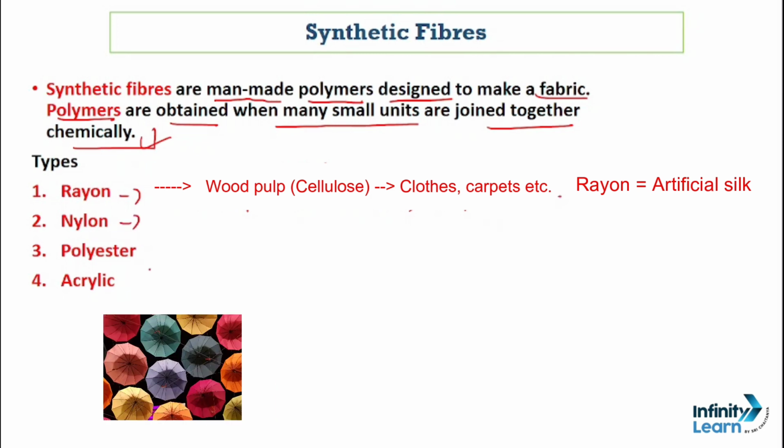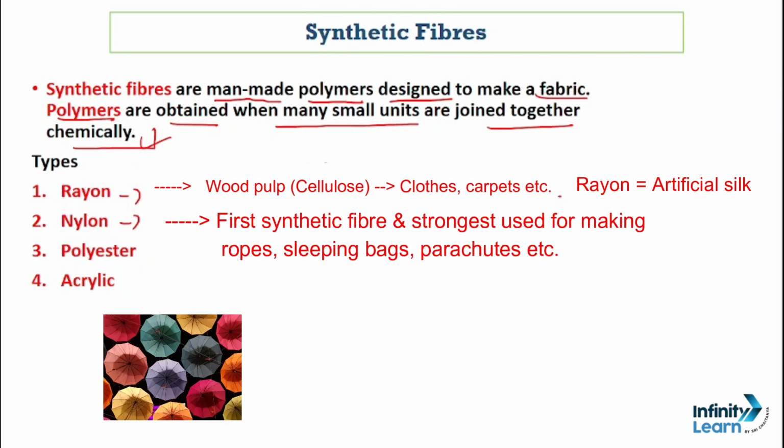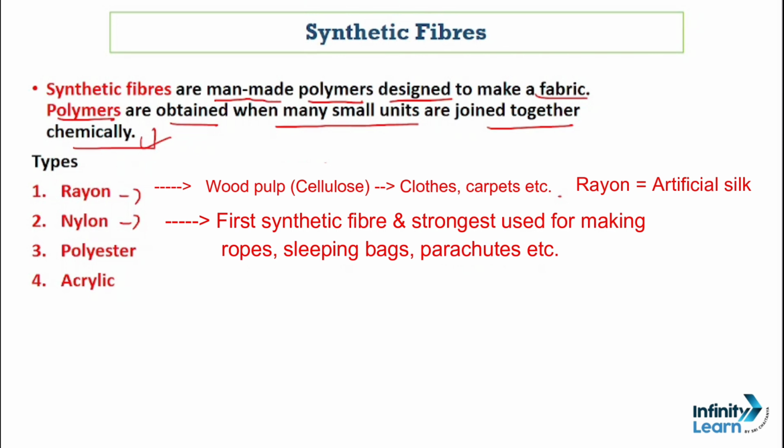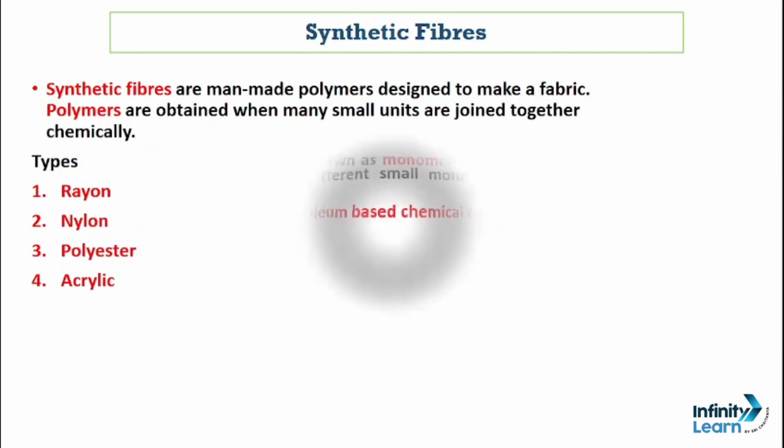Now let's talk about nylon. Nylon is the first synthetic fiber, and it is one of the strongest fibers known to us, and it is mainly used for making ropes. As we got to know that it is among the strongest, that's why it is used for making rope, sleeping bags and parachutes also. And there are two more types of fibers given here, that is third is polyester and last is acrylic. So now let's move ahead with our topic.